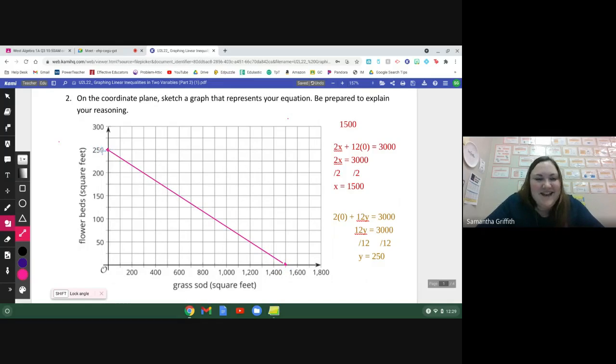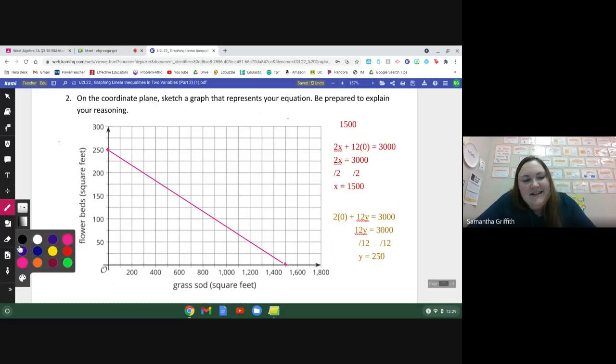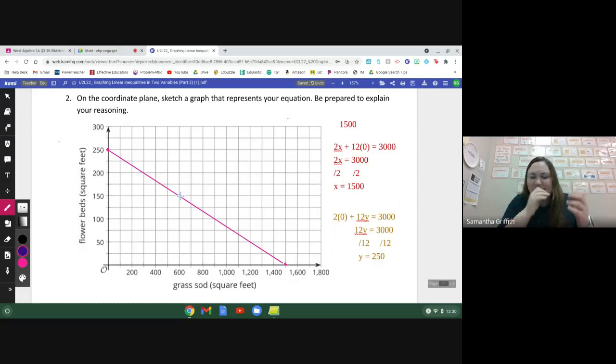Okay. Some follow-up questions from these first 2 problems we're working on. What does it mean if the point falls on this line we just graphed? For example, this point right here falls on that pink line we just graphed. What does that mean in this situation? What does this point here represent?